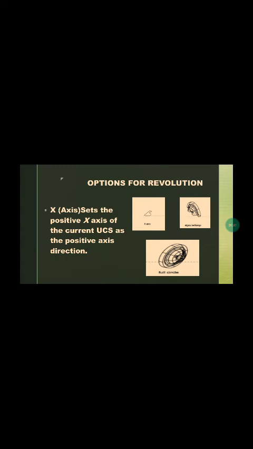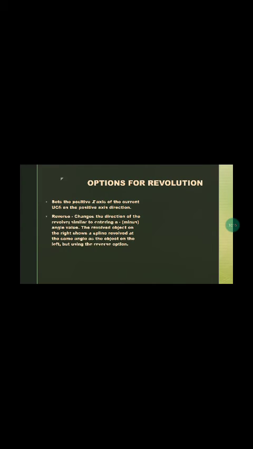X-axis sets the positive X-axis of the current UCS as the positive axis direction. Full circle. Another option for revolution is the Y-axis, which sets the positive Y-axis of the current UCS as the positive axis direction. Full circle, specify angle. Z-axis sets the positive Z-axis of the current UCS as the positive axis direction.